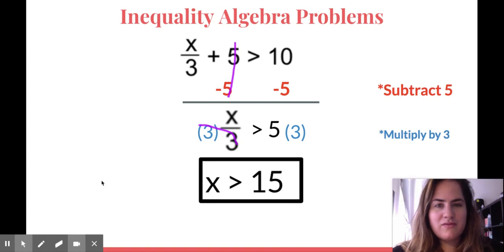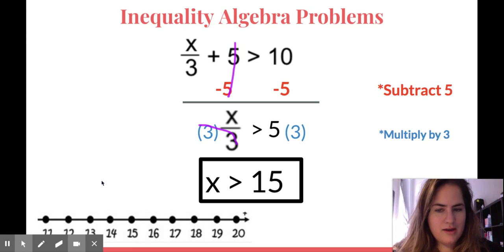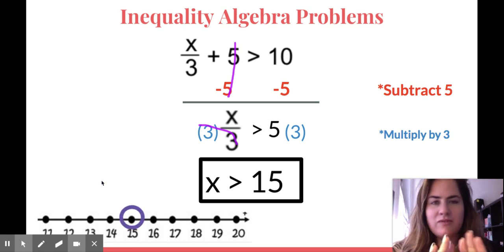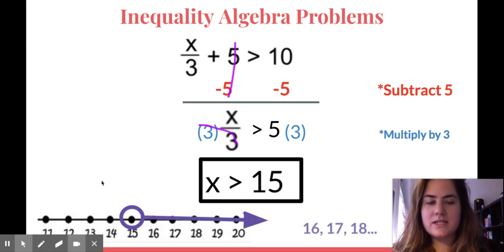I'm going to bring down x is greater than 15. Now it's not equal to 15, it's greater than 15. So think about your number line. I'm looking for numbers that are greater than 15. So you could think of 15 as like a boundary, and then everything greater than that. So 16, 17, 18, and so on.